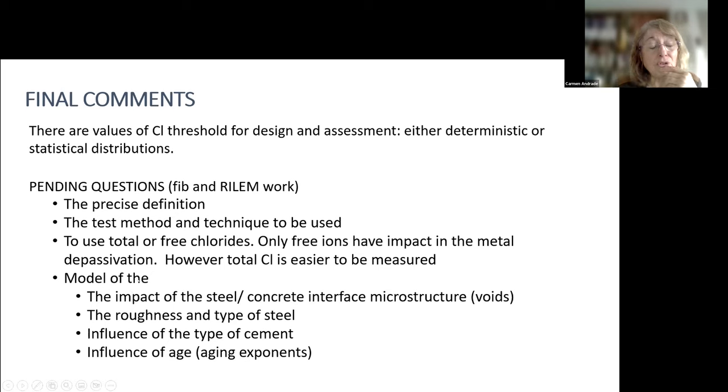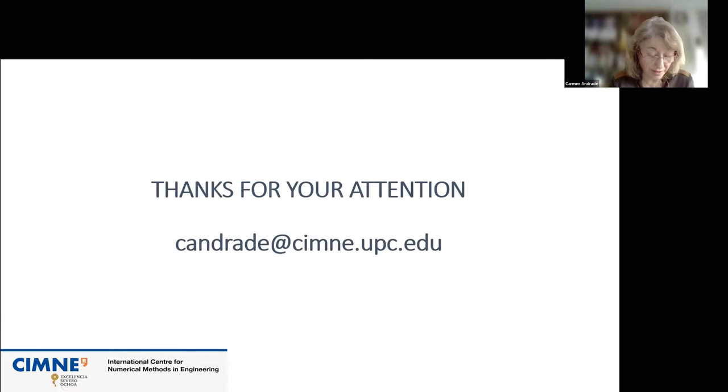We need models, not only say that there is a problem, but we need models for the effect of microstructure, if the voids have an effect. We need a model, not only say that the voids have an effect, that is known. Also for the roughness of the type of steel, I mean engineering models. Influence of the type of cement, how to introduce the type of cement into the calculations, and the influence of the aging exponent, how to introduce that. And this is all. Thanks for your attention.